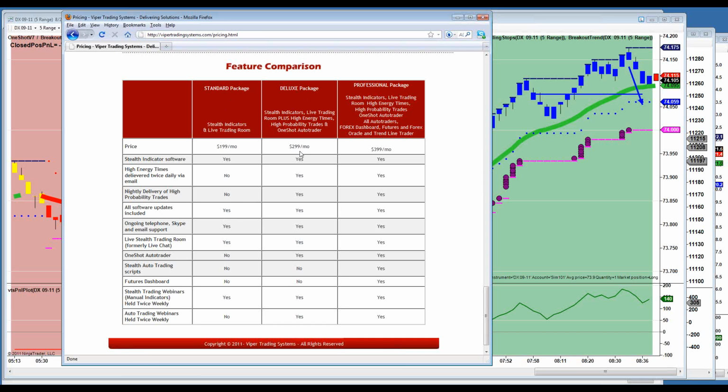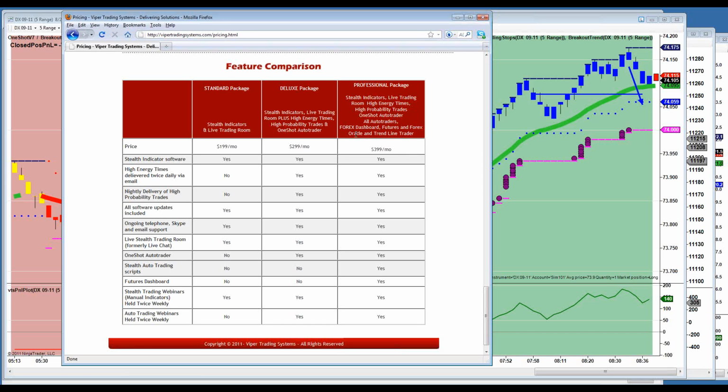Okay. The mid-range package here is everything you get in Standard, plus you get the high energy times, high probability trades, and the one-shot auto trader you see right here. So that's the mid-range package. A lot of traders like this. It's kind of in between the base package and the full boat. And then, of course, the Pro package has everything in it. You've got everything from the first two: the indicators, trading room, high energy times, probabilities, one shot.